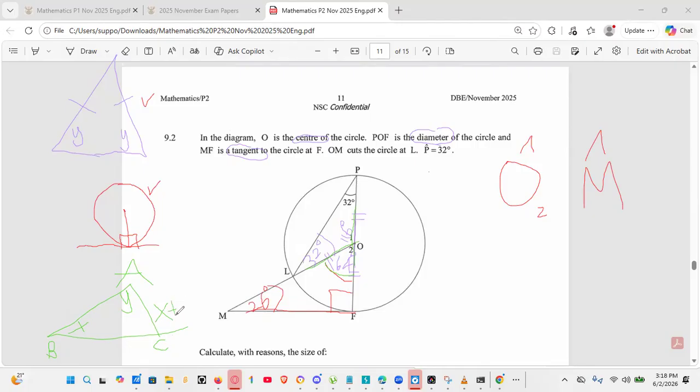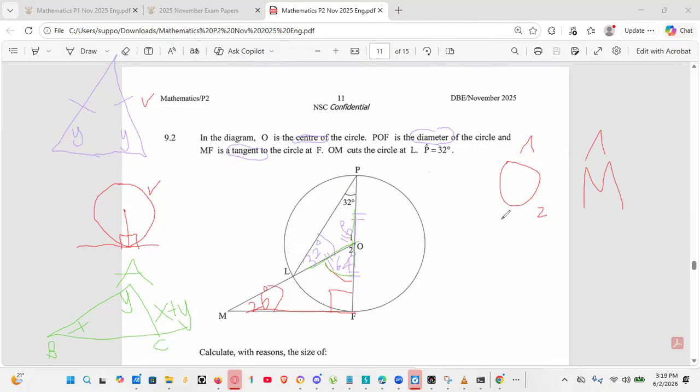And then you could say 64 will be O2 because it's 32 plus 32. And you'll say L is 32, angles opposite equal radii. OL and OP are both radii in this case. So that would be how you'd answer that. You'd first say OP equals OL, radii. L is 32, angles opposite equal radii. O2 is 64. Or O2 is 32 plus 32, exterior angles of triangle OLP.